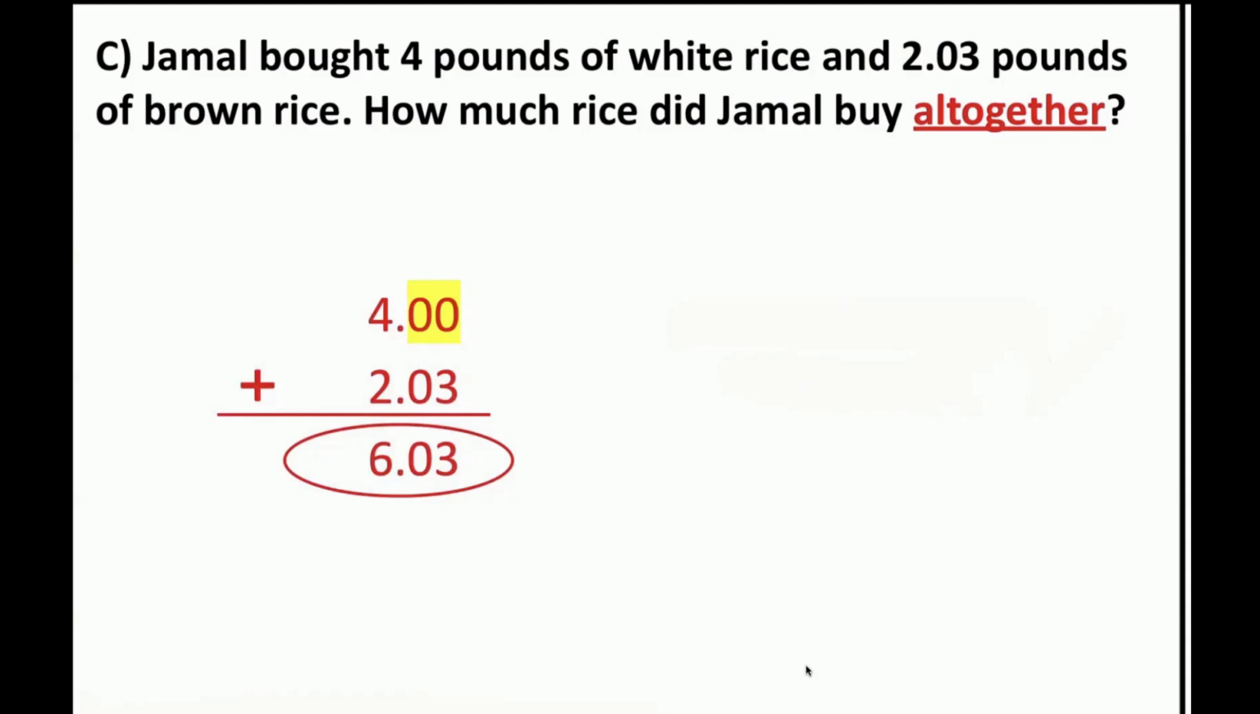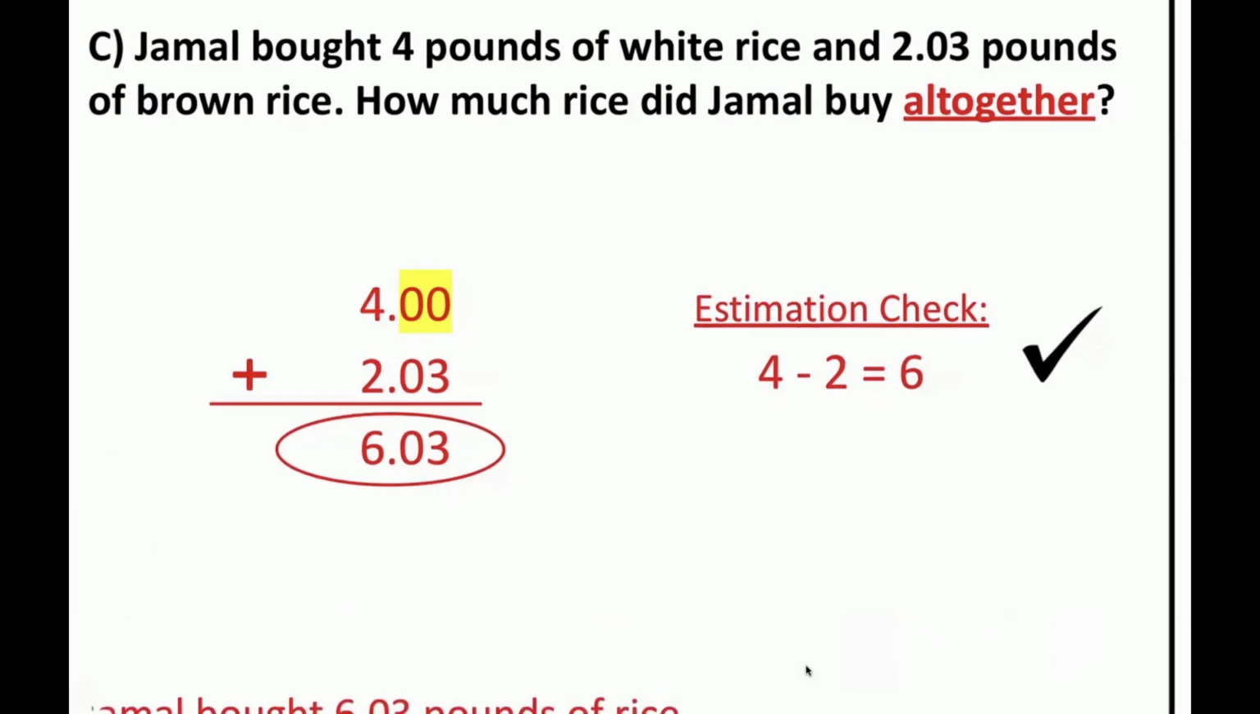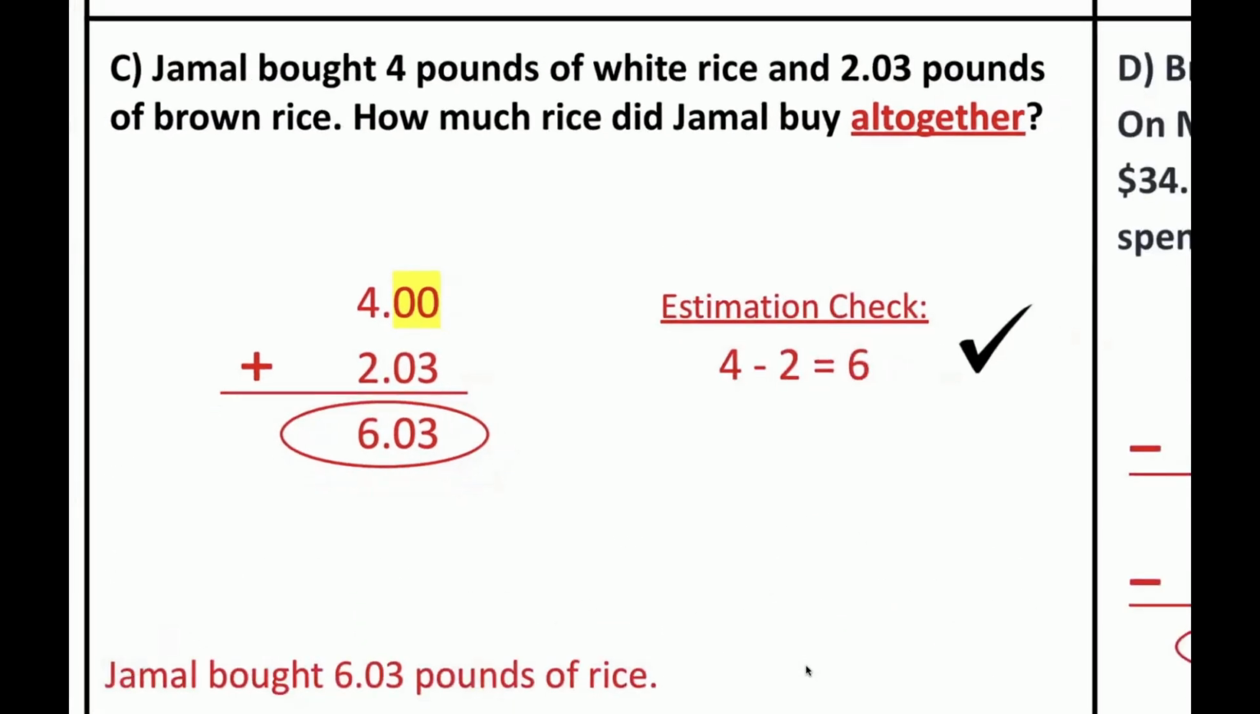Go ahead and check your work for the standard algorithm. And then the third thing the directions asked you to do was check your work with estimation. So make sure you included that as well. And then if you want to, you could even write a sentence. How much rice did Jamal buy altogether? Jamal bought 6 3/100 pounds of rice.